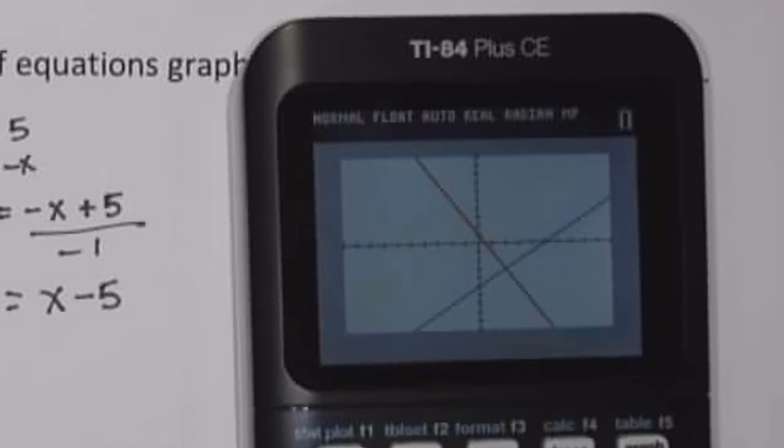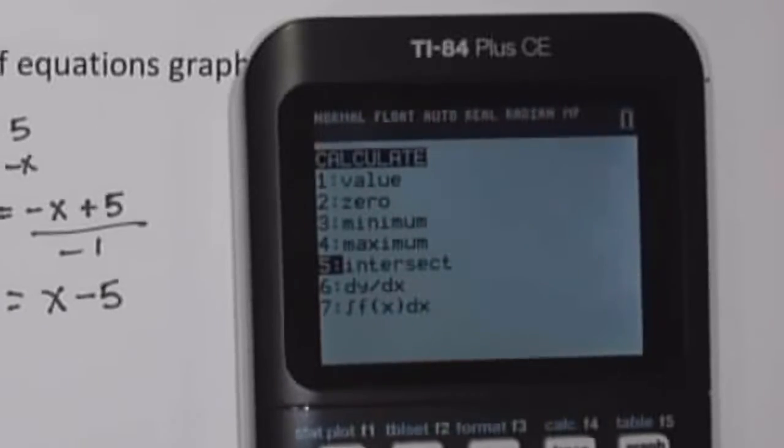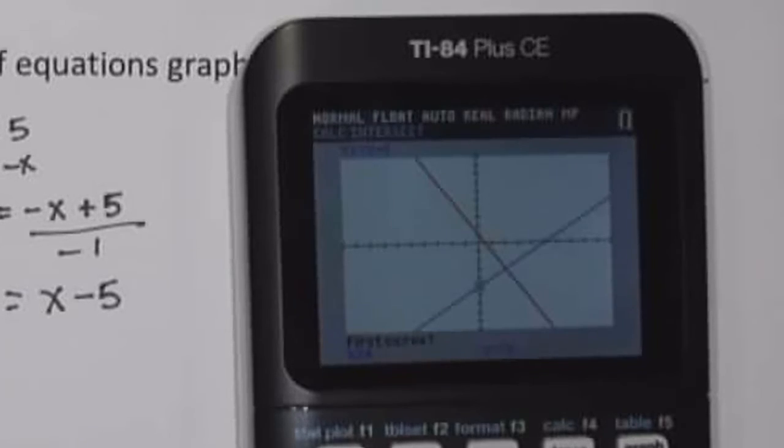So I'm going to go to the Calc menu, so Second and Calc, which is the second of the trace button. Option 5, we're going to see where the two lines intersect. So when I get here, we're on the blue line, and it's saying first curve. The answer to that is yes, so I press enter.